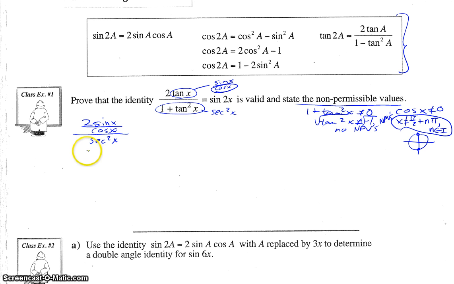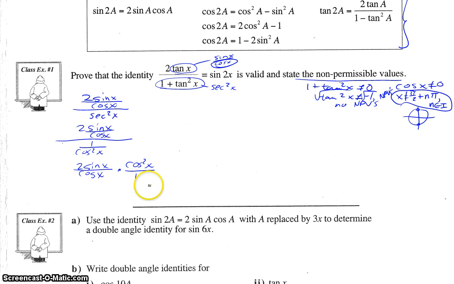Next step, secant squared can be replaced with 1 over cos squared x. Now we're dividing by a fraction, so we can multiply by the reciprocal. That becomes 2 sine x over cos x times the reciprocal, cos squared x over 1. There we go. Now we have a common factor that we can get rid of. One of the cos's cancels, and we're left with 2 sine x cos x.